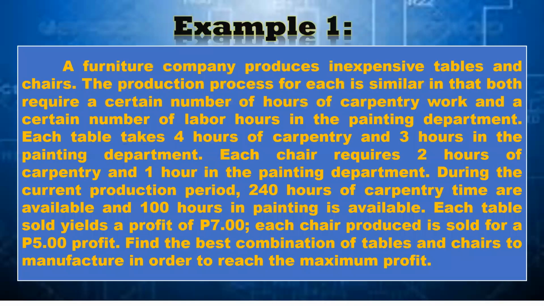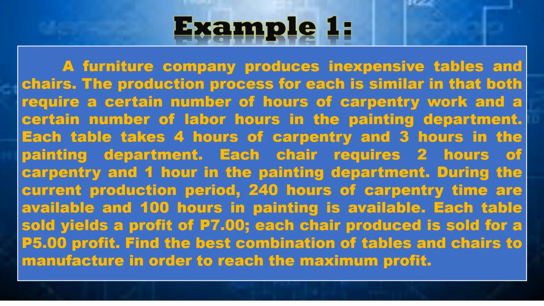That's why it's important that we locate the feasible region, and specifically the corner points. So let's have example one to illustrate the theorem, as well as how to do the steps in solving a linear programming model. A furniture company produces inexpensive tables and chairs. The production process for each is similar in that both require a certain number of hours of carpentry work and a certain number of labor hours in the painting department. Each table takes 4 hours of carpentry and 3 hours in the painting department. Each chair requires 2 hours of carpentry and 1 hour in the painting department.